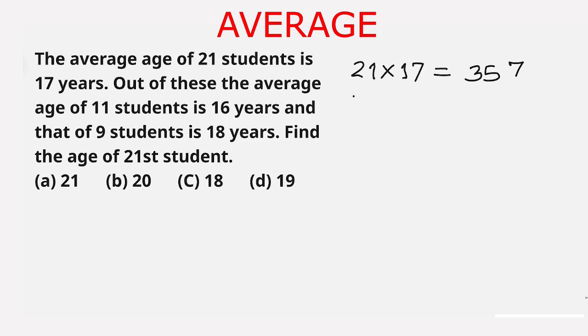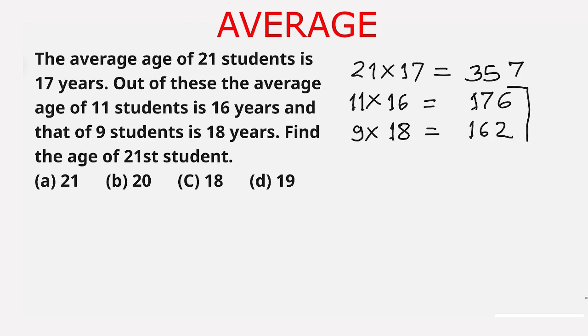The total age of 11 students is 11 multiplied by 16, as the average age of these 11 students is 16. So the total age comes out to be 176. And the total age of 9 students is 9 multiplied by 18, as their average age is 18. And 9 times 18 is 162. This is the total age of 20 students.